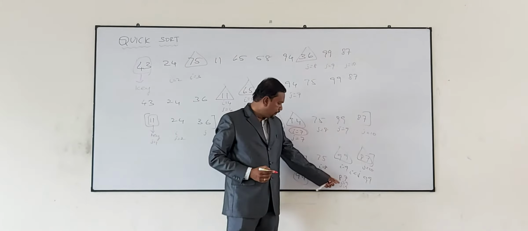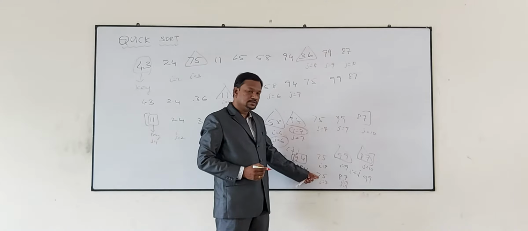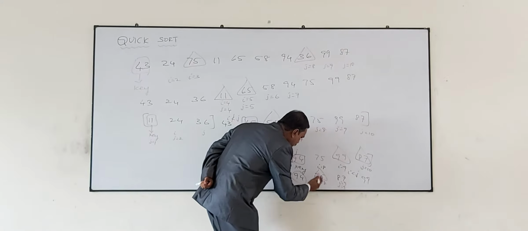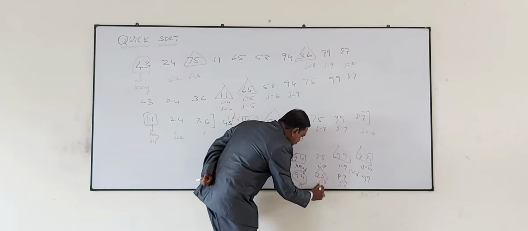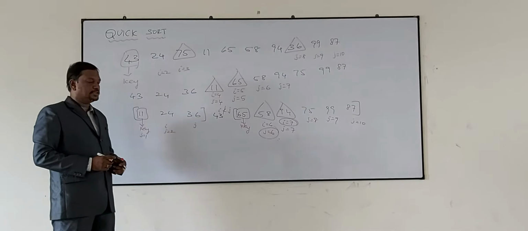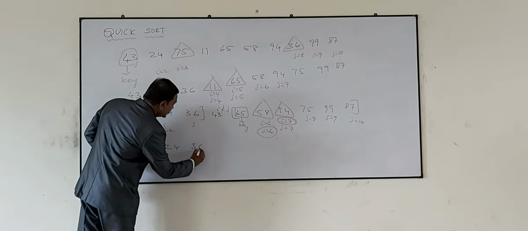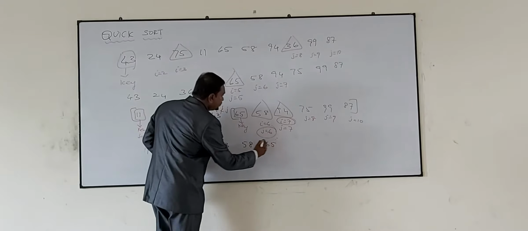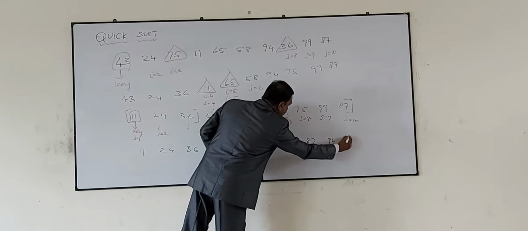So from right to left we will find the first smallest number. So 94 is less than 75. So the element is identified. Now we will interchange the jth position and the key element. After the last iteration, we obtained the sorted list, that is 11, 24, 36, 43, 58, 65, 75, 87, 94 and 99.